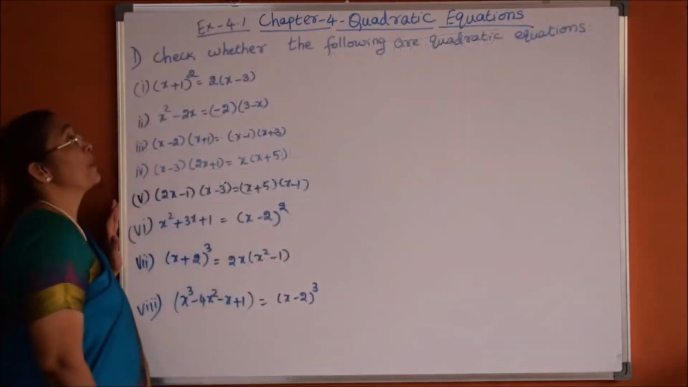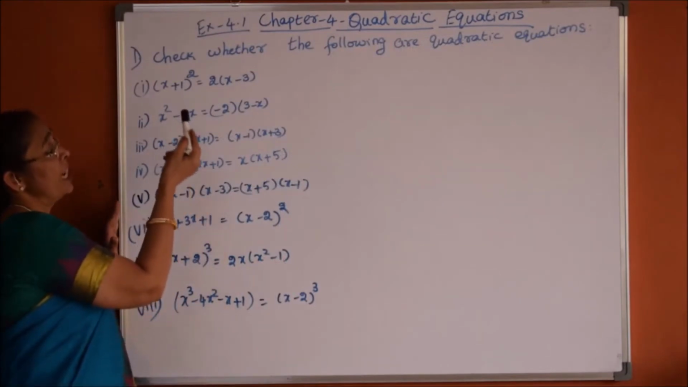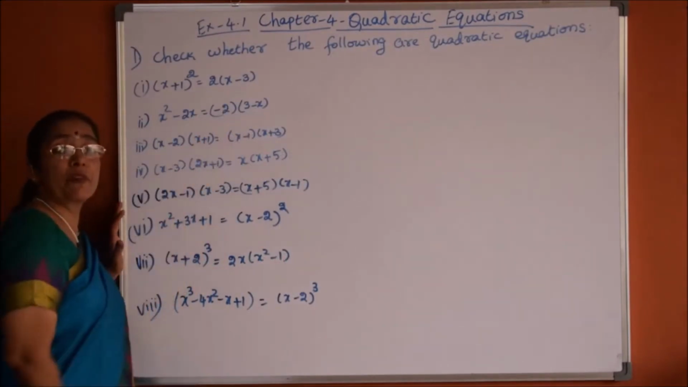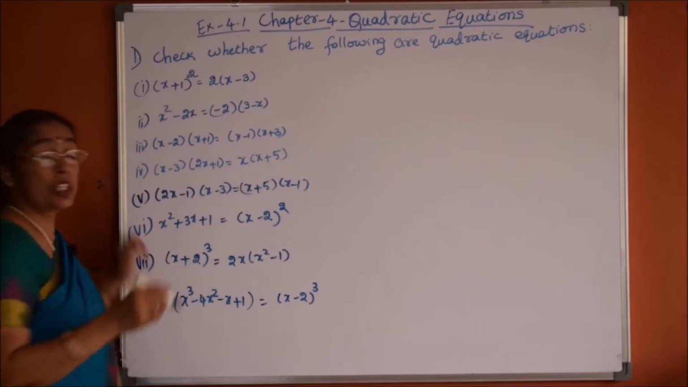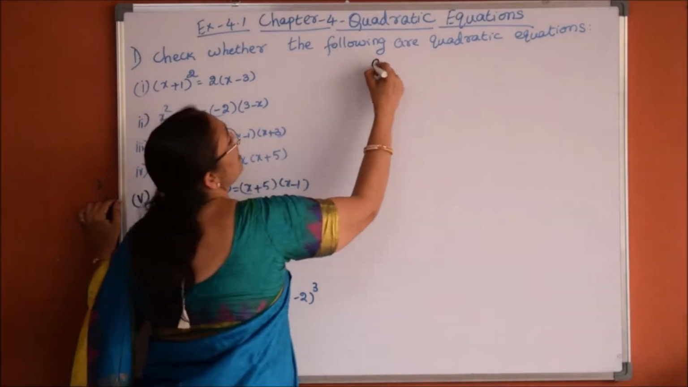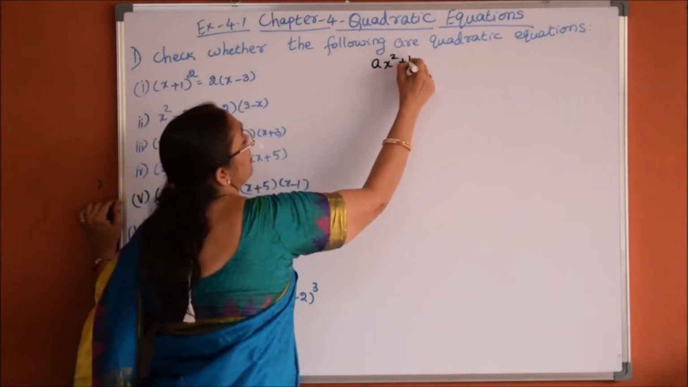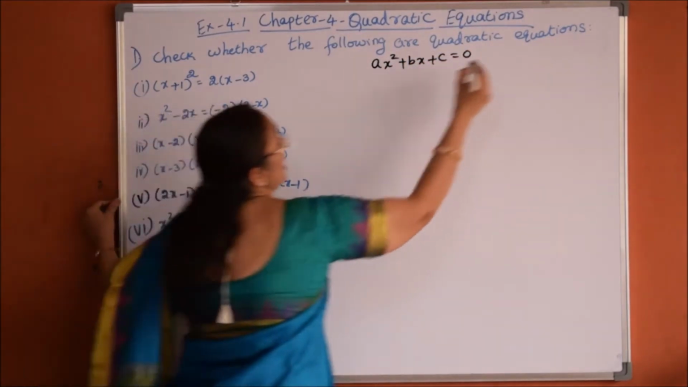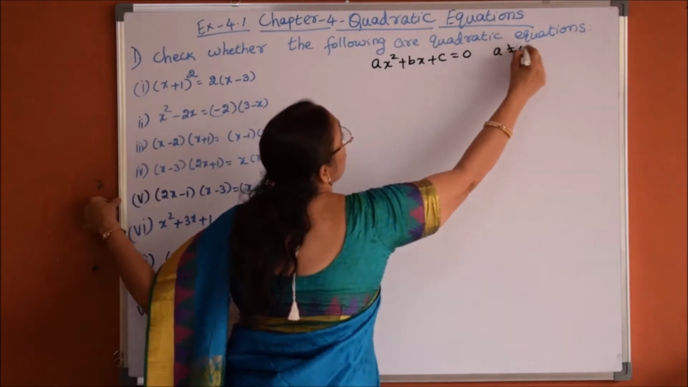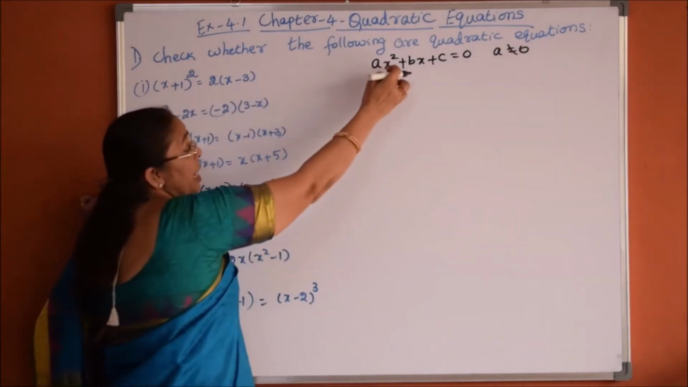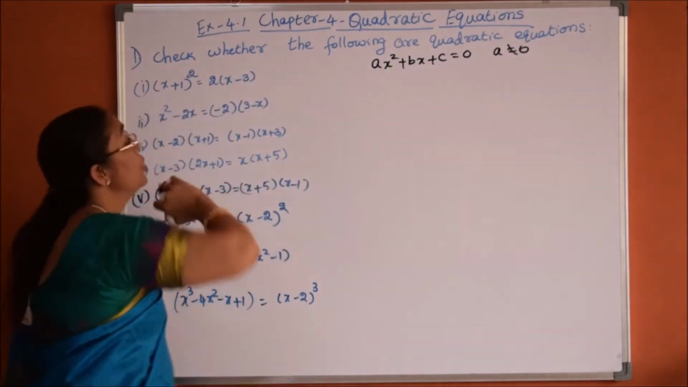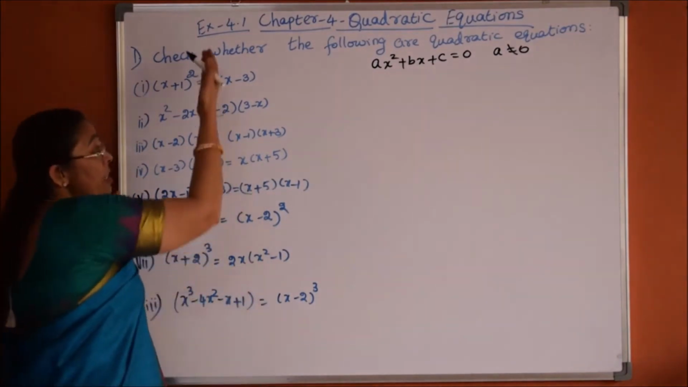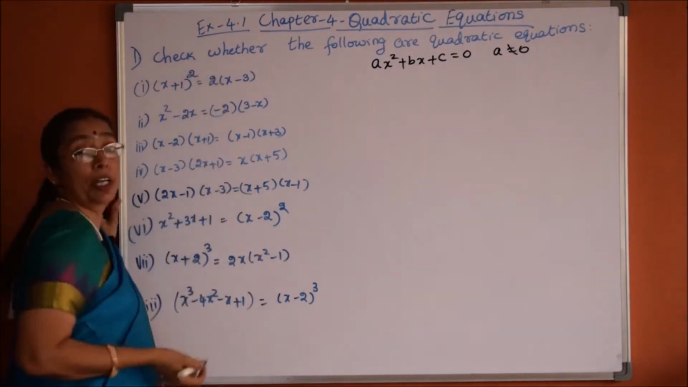Exercise 4.1, first problem. Check whether the following are quadratic equations or not. What is the general form of a quadratic equation? It should be in the form ax square plus bx plus c is equal to 0, and also a should not be 0. If a is 0, obviously the x square term will go off. Now let us check whether the given equations are quadratic or not.